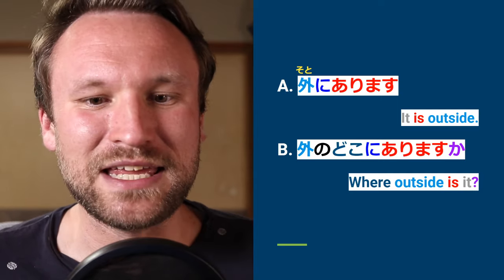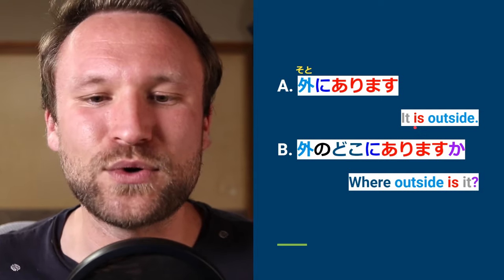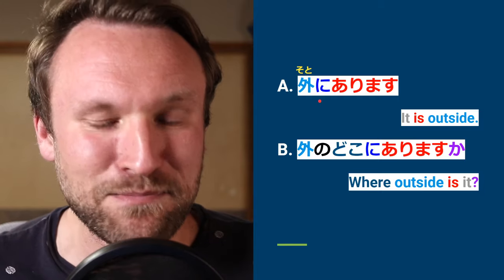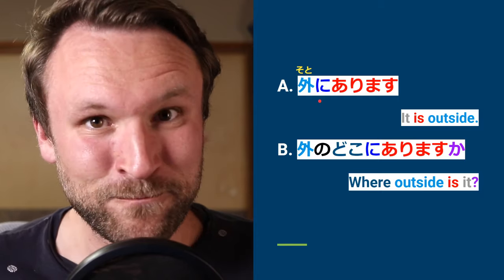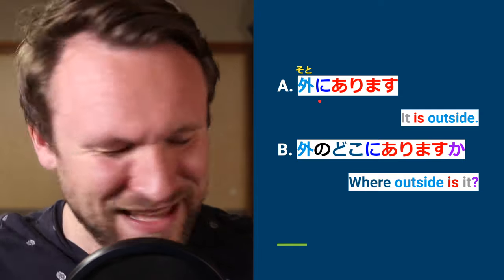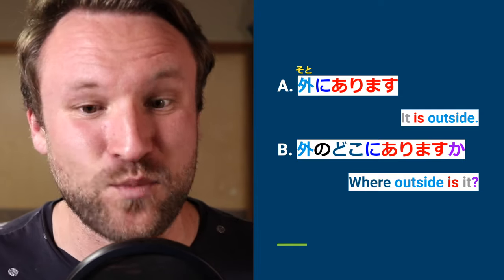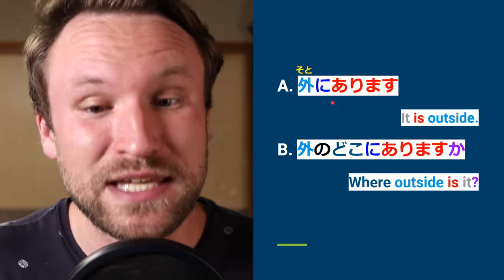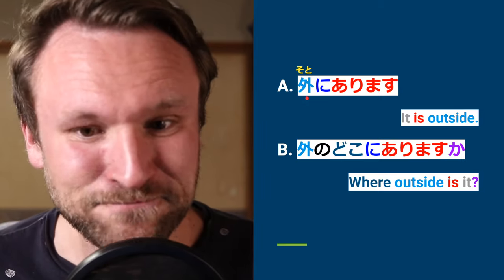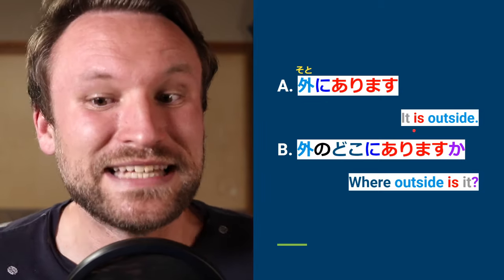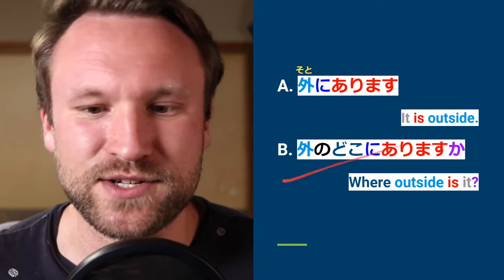Soto ni arimasu. This means it is outside. So you can actually use the ni particle with arimasu to indicate where something is. This is not in lesson four. Don't worry about it too much, but this is one usage of arimasu. If you use the ni particle with the location that something exists at, you can express it is outside or it is in a different location.